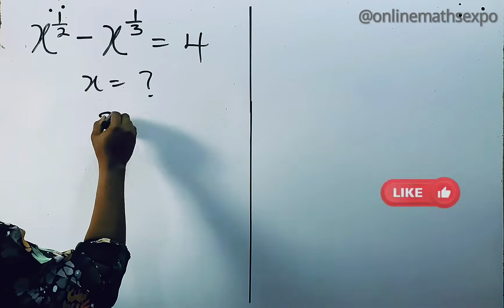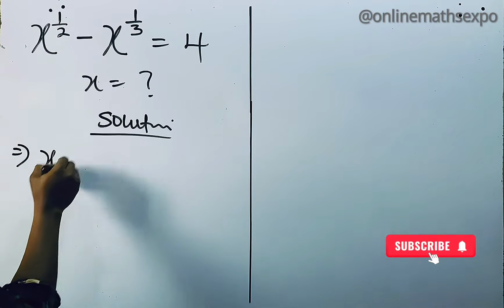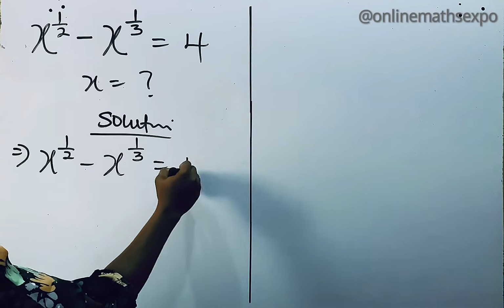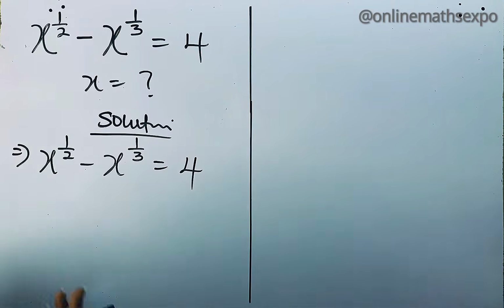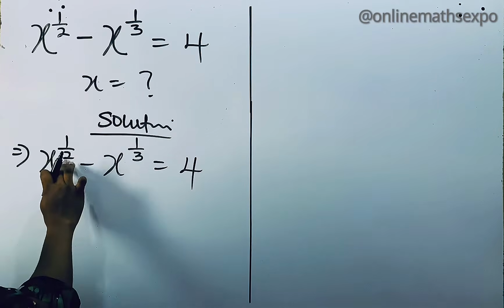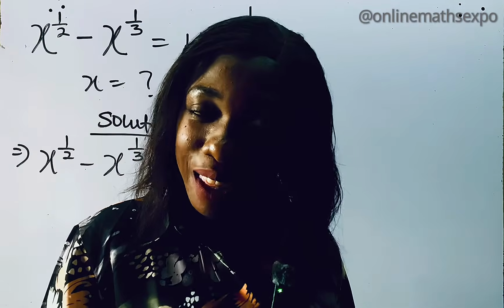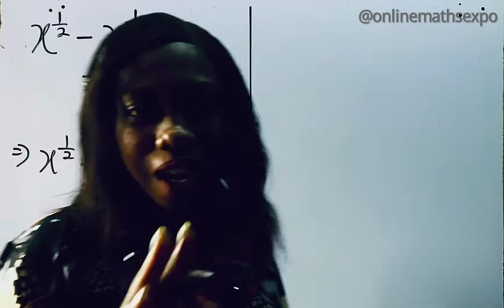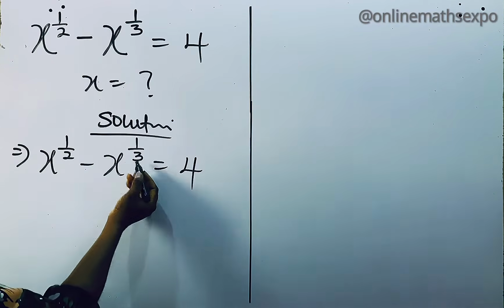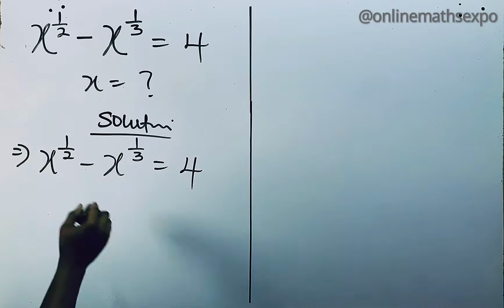So we have x to the power of 1/2 minus x to the power of 1/3 is equal to 4. At this point, you observe that the powers are in the form of fractions, so we can choose to make them share the same denominator to help us solve. You see that this one is 2 and this is 3, so let's get the LCM.